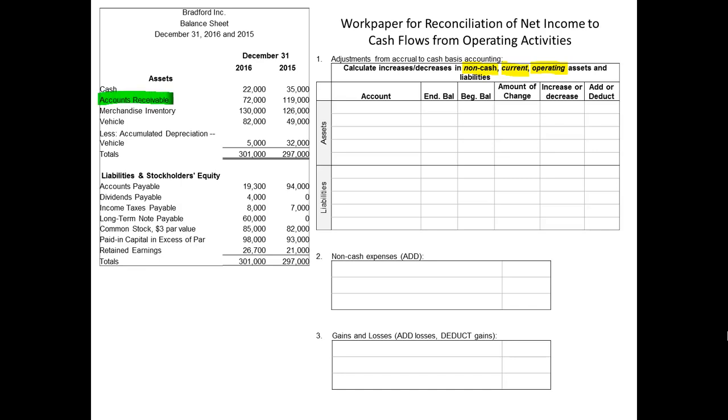The next asset is accounts receivable. Is accounts receivable a current asset? Yes. Is accounts receivable an operating asset? Well, would cash received from accounts receivable be included in the operating activity section of the statement of cash flows? Yes, cash received from customers. Since accounts receivable is a current operating asset, we'll enter it in the Assets section of our work paper. Then we'll enter the ending and beginning balances.